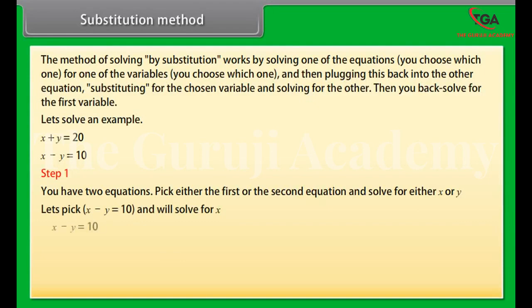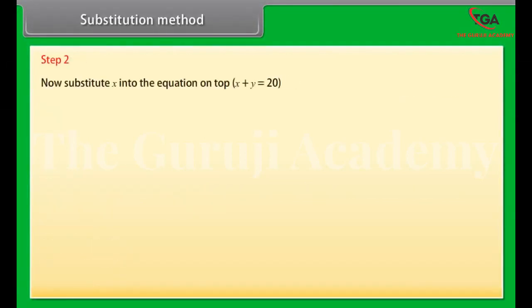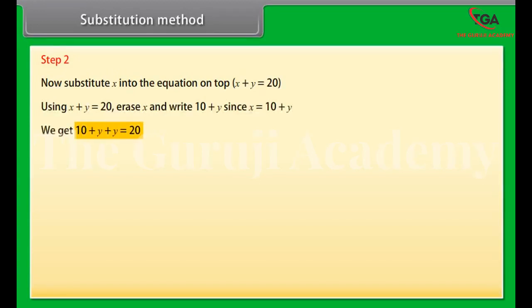Let's solve an example. x plus y is equal to 20. x minus y is equal to 10. Step 1. You have two equations. Pick either the first or the second equation and solve for either x or y. Let's pick x minus y is equal to 10 and we'll solve for x. x minus y is equal to 10. Add y to both sides. x minus y plus y is equal to 10 plus y. x is equal to 10 plus y.